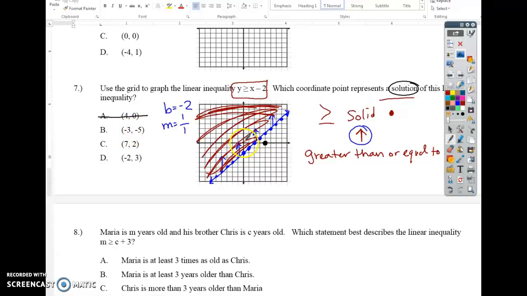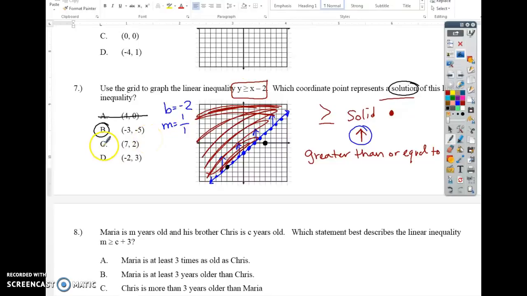B is -3, 5. -3, 1, 2, 3, 5, 1, 2, 3, 4, 5. That is on the line. Okay, that is on the line, so that is a solution. But guess what? On this problem, there was a mistake because of the inequality symbol. So this problem has two answers.